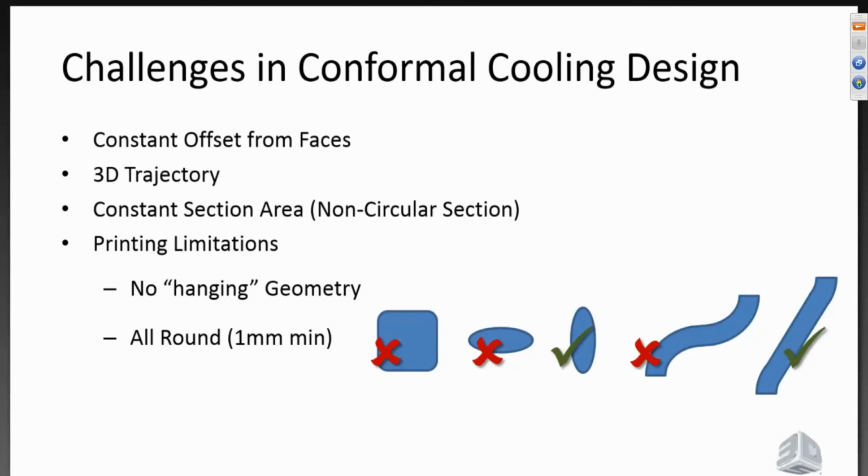So you saw some examples there. Again, the constant offset from the face, a 3D trajectory, understanding printer limitations, no hanging geometry. You see some more examples there at the red axis of a cross section that would create what we're calling hanging geometry, or where the top face of the water line is not supported by anything but just powder underneath it. And again, the new rule we've got to keep in mind, we talked about 1 millimeter minimum radius on everything wherever possible, along with that constant section area.